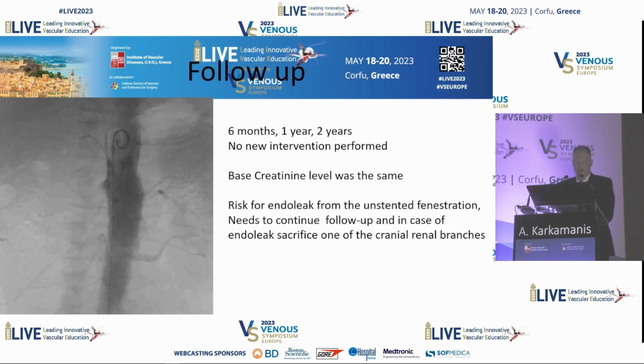This is the angio. So we have a follow-up up to 2 years, 2.5 now. No new intervention was performed. The baseline creatinine is the same.